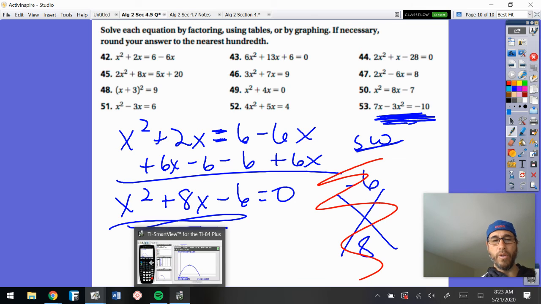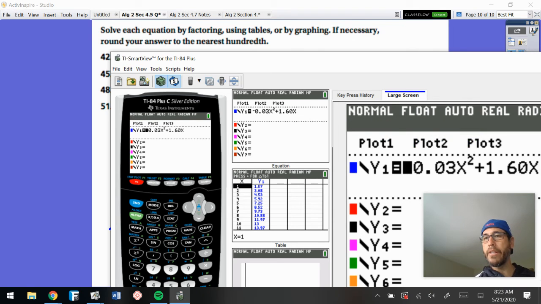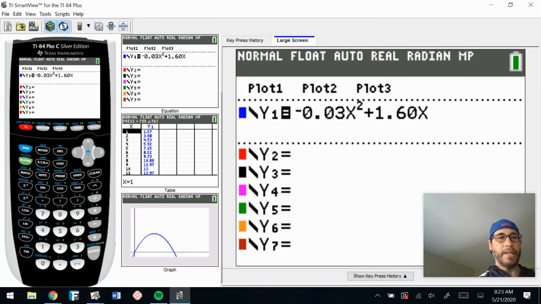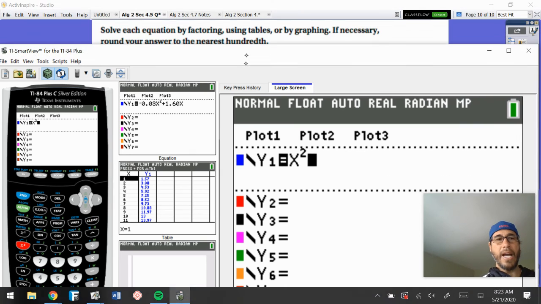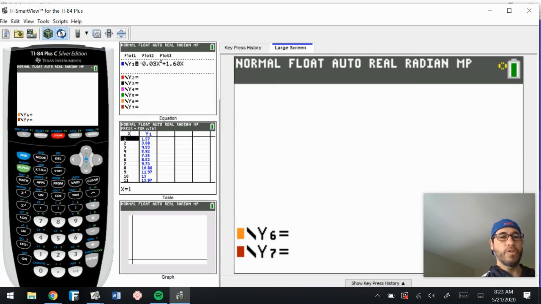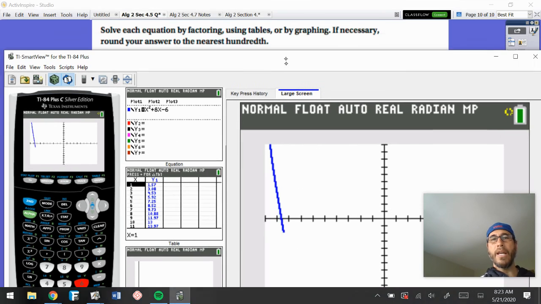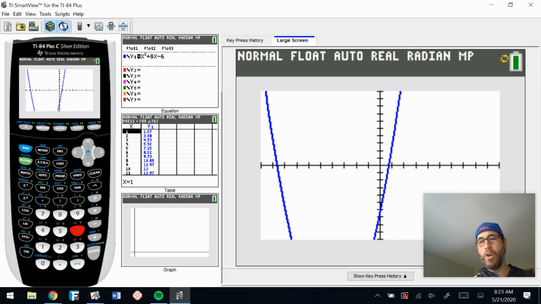So we're going to do one more of those together. Plus 8x minus 6. So let's go again here. Plus 8x minus 6. So we're going to go x squared, plus 8x minus 6. And we're going to go zoom 6 because I want to know where it crosses. So remember, I'm just going to find one of these guys.